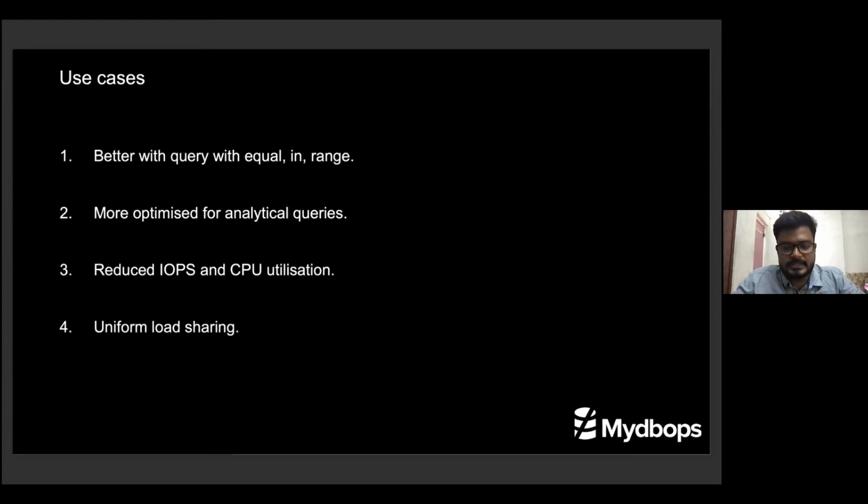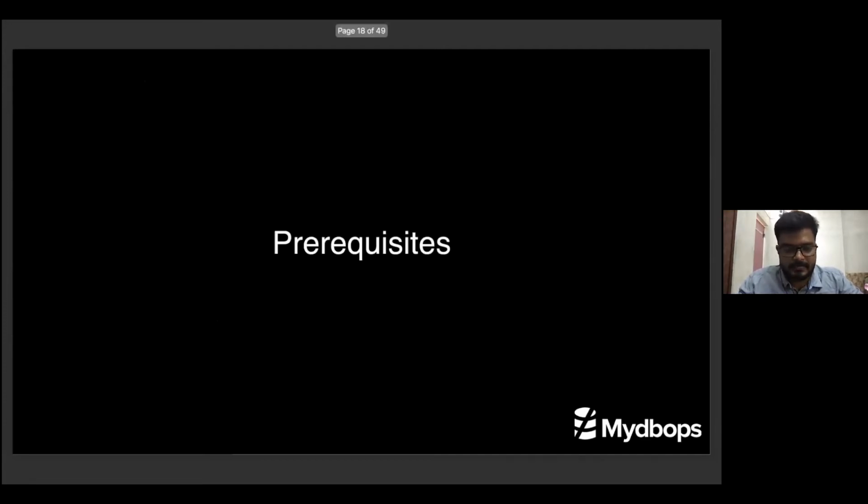Since the query is distributed among the cluster instead of getting saturated in a single node, IOPS and CPU utilization will be reduced for that particular node, because the load is split among the clusters. So resource utilization will also be reduced.